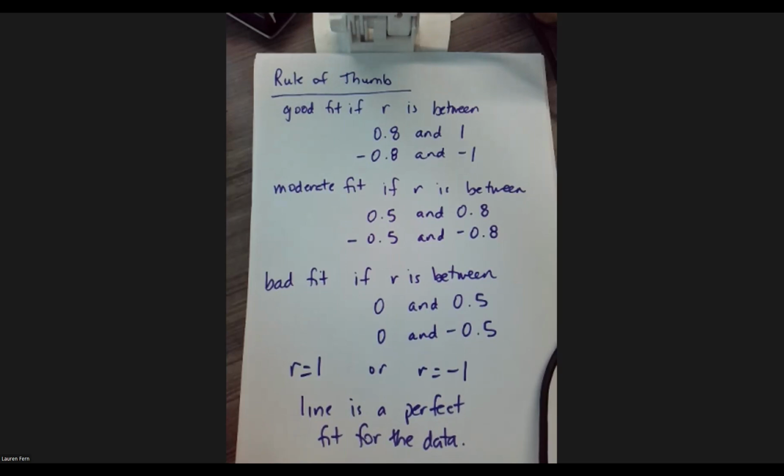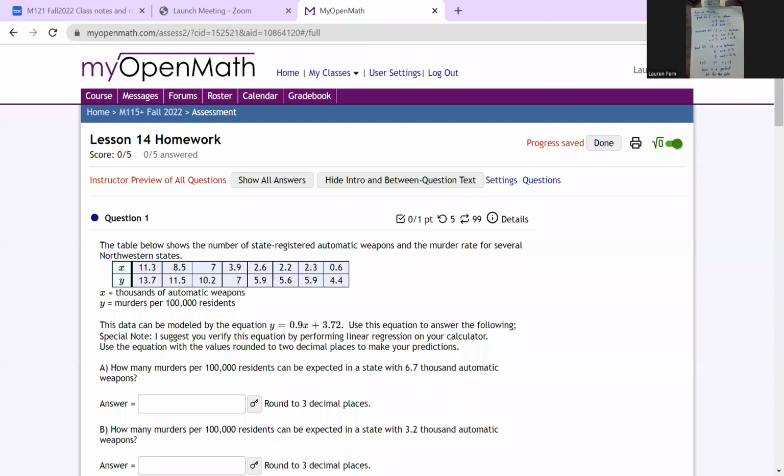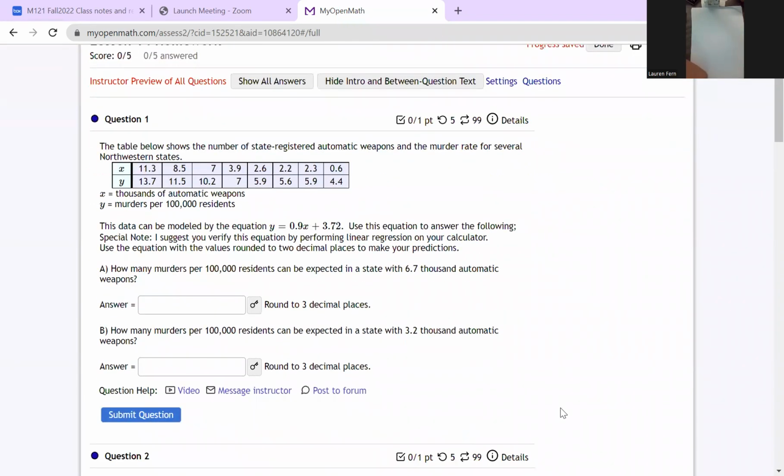All right, so what I want to comment on is as follows. Let me share my screen. Just going to show you this lesson 15 online homework so that you can get an idea about what you're going to be doing. Notice there's only 5 questions. So what I want to comment to you about with this is as follows.